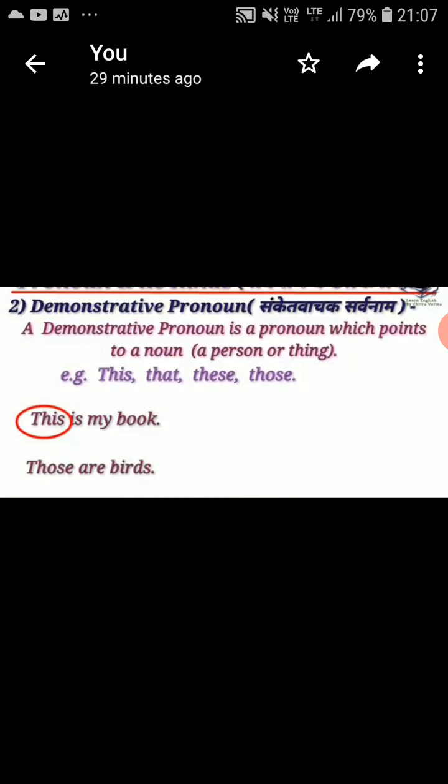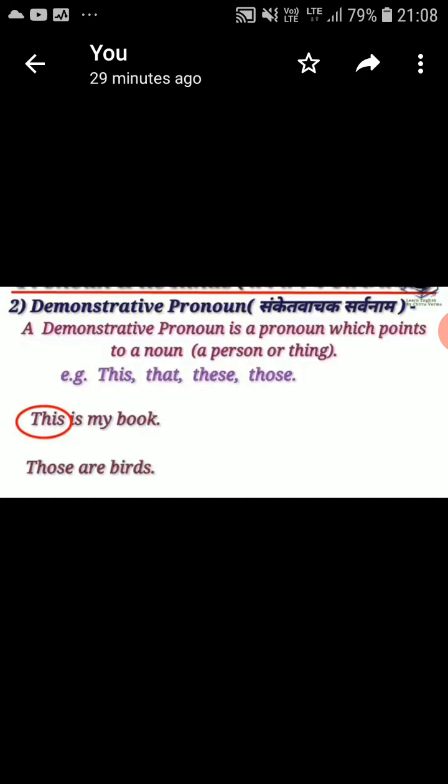Now the second type of pronoun, the demonstrative pronoun. What is a demonstrative pronoun? A demonstrative pronoun is a pronoun which points to a noun. It points to a person, animal, or thing, like this, that, these, those. This and that are used to indicate the singular, and these and those are used for the plural.